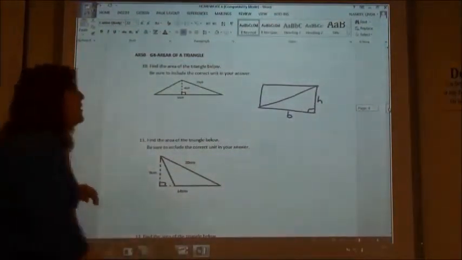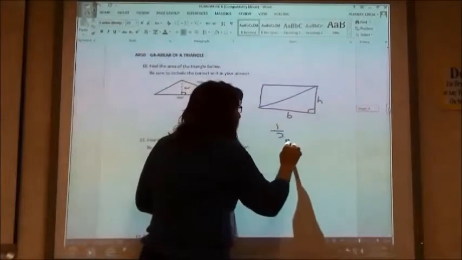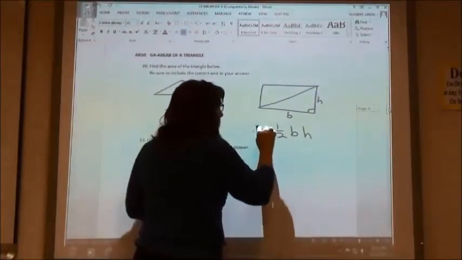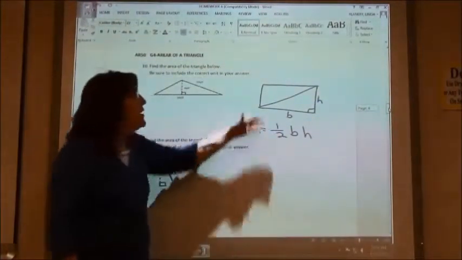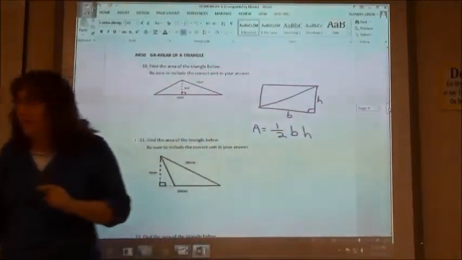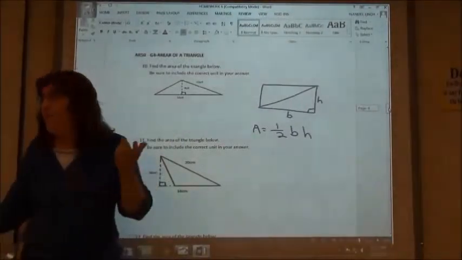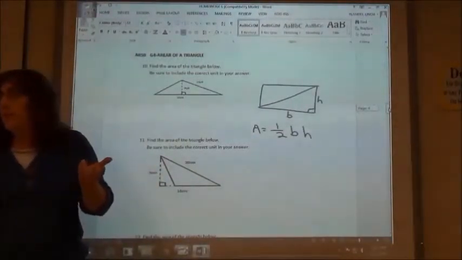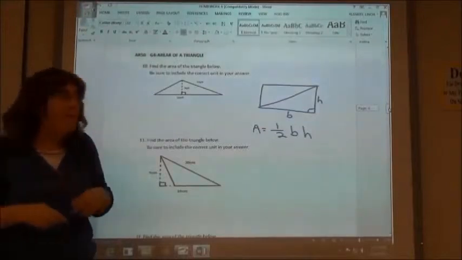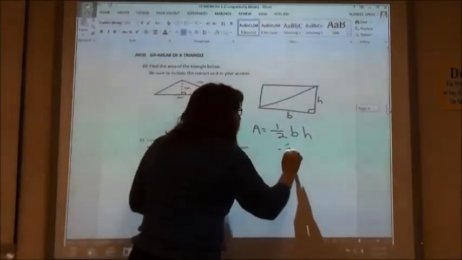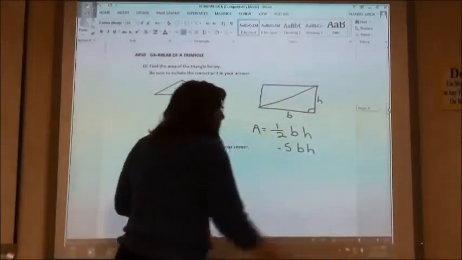So in our formula, they're going to do half the base times the height for the area of the triangle because it's only half of a rectangle. And so I do half the base times the height. Now if you're using your calculator, instead of using 1/2, what would be a better thing to use? 0.5, right? So 0.5 times the base times the height.